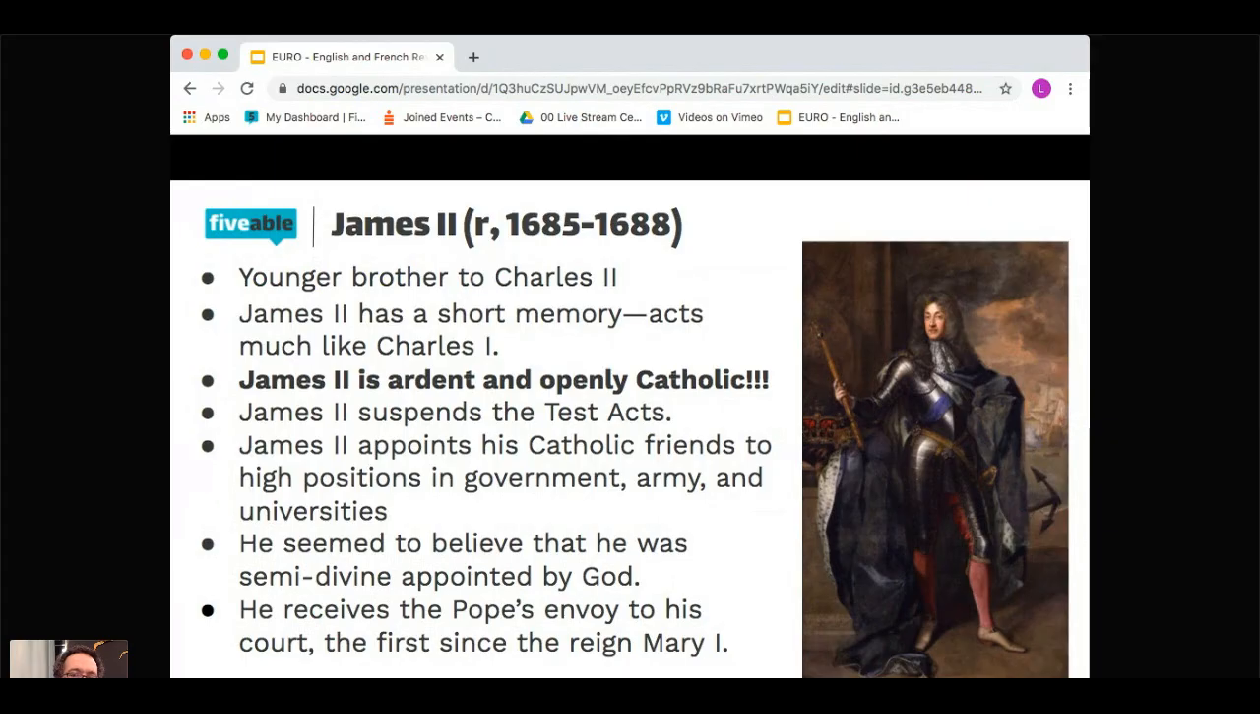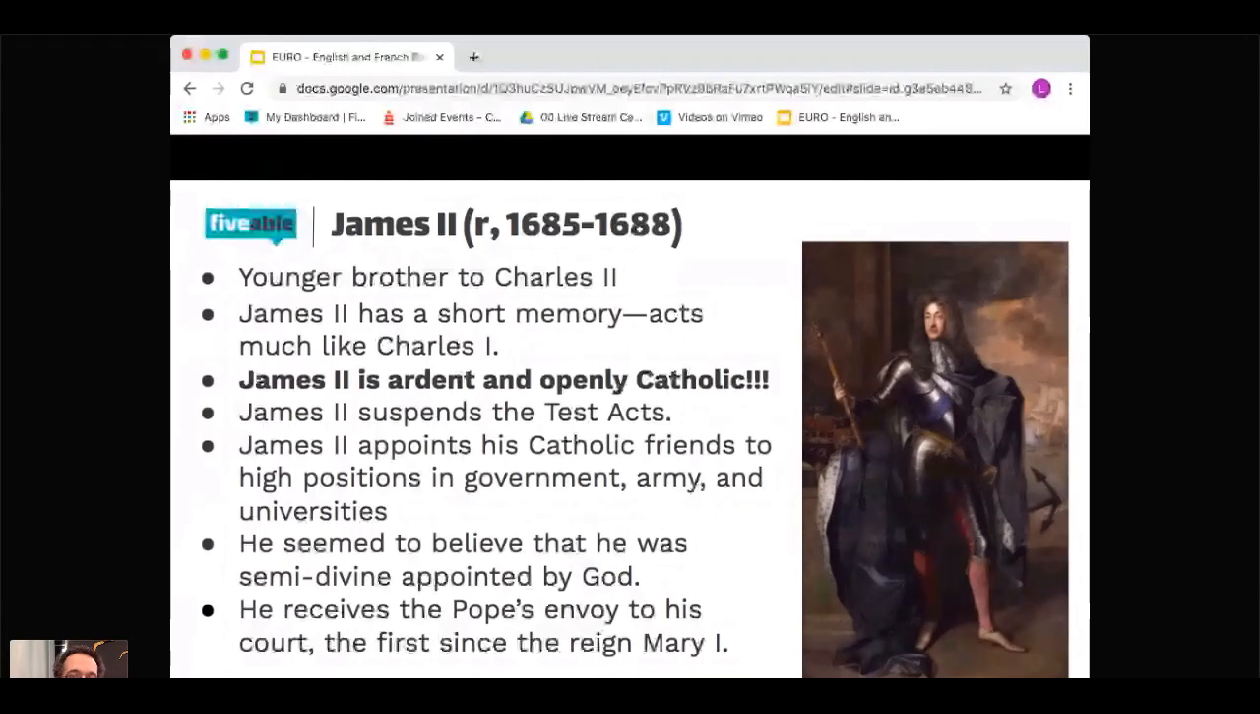He has a very short memory and basically acts like his father, Charles I. He's very, very stubborn, and basically openly tells and acts like a Catholic. So it's one thing, the fact that he's a Catholic, but he's going straight at it and actually promotes Catholics to high offices and starts pushing away Protestants.